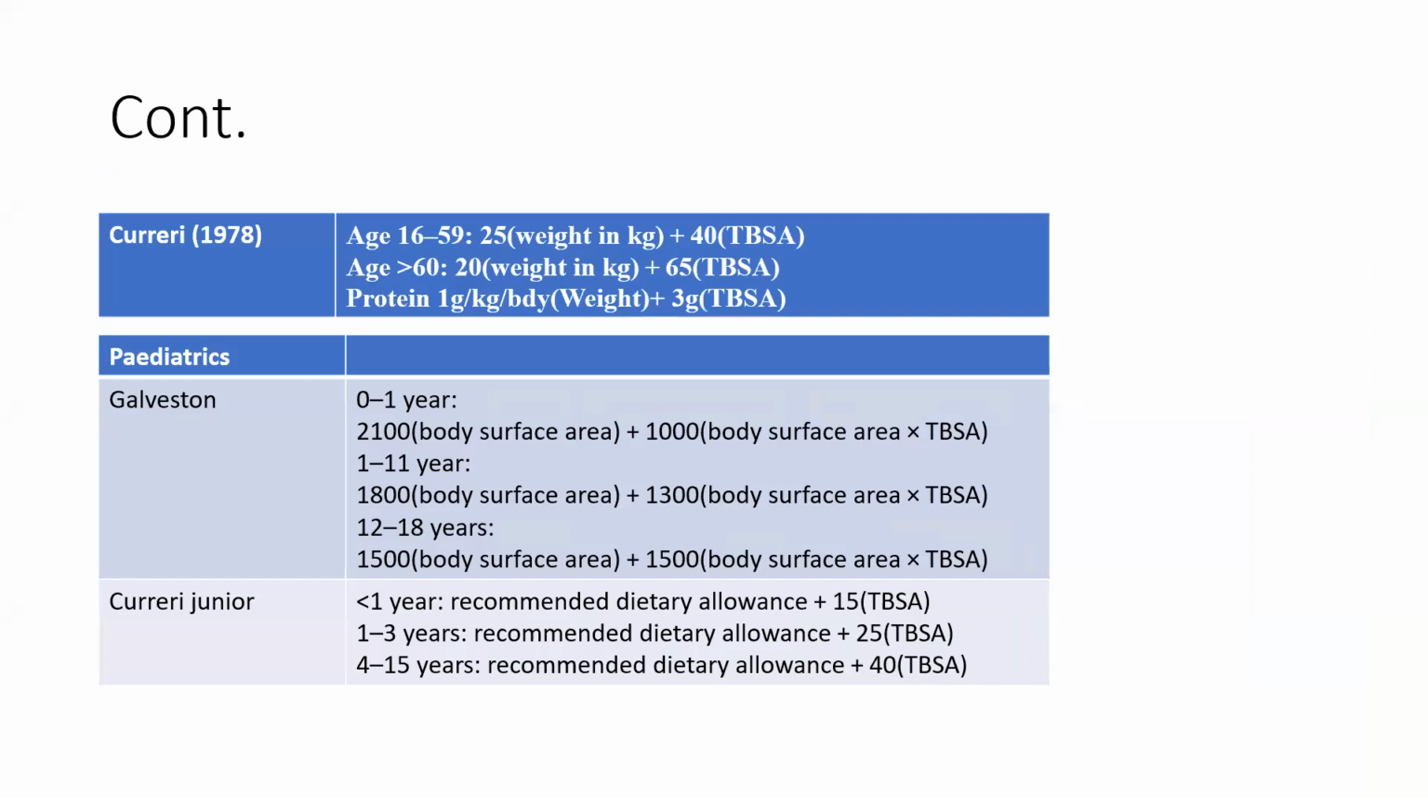Then we have the Curreri. One of the things we need to appreciate is that the Curreri has both a pediatric and an adult version. And we need to appreciate that most of the time, the Curreri will overestimate the caloric needs. But again, remember, we adjust based on the patient's needs. Then for pediatrics, we have two formulas which are commonly used: the Galveston, and then the Curreri.